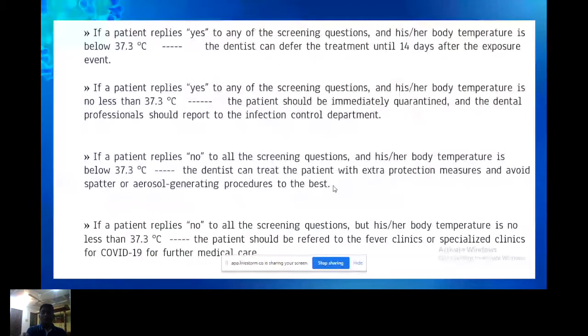I'm going to talk about the personal protection equipment, and treatment with the minimum generation of aerosol to the best. If the patient replies no to all the screening questions, but his body temperature is more than 37.3 degrees, the patient should be referred to the fever clinic or specialized clinics for COVID-19 for further medical care. So the patient having fever, we should refer him to other physicians, other fever clinics where he can be very well investigated for that particular fever.